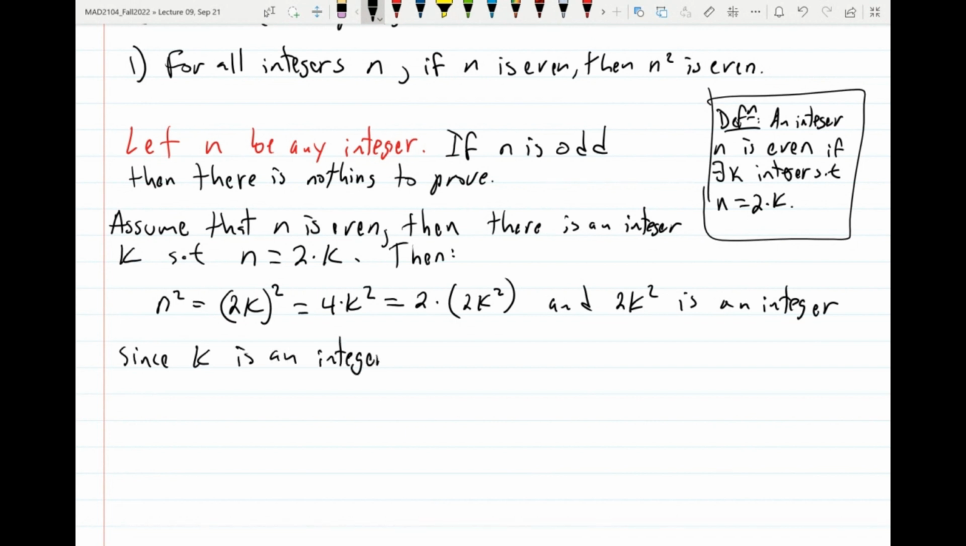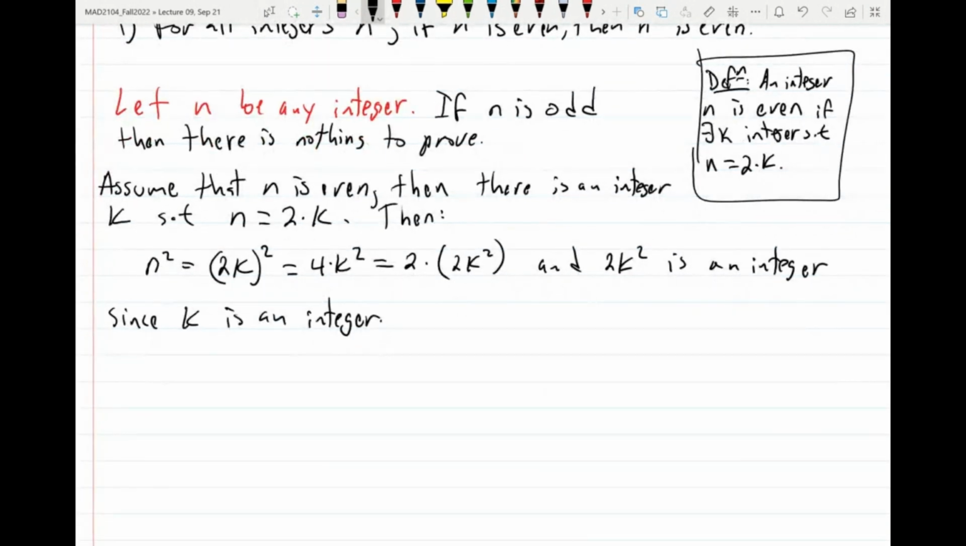Because remember, if k was not an integer, then you can always make this work. I can make it work with 1, it's just that you will have a 1/2 here. And because you don't have an integer here, then you're not going to get an integer always. So the fact that it's an integer is very important. Therefore, n squared is even, because we just showed that it's 2 times an integer.